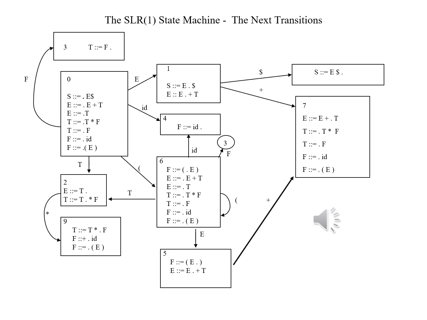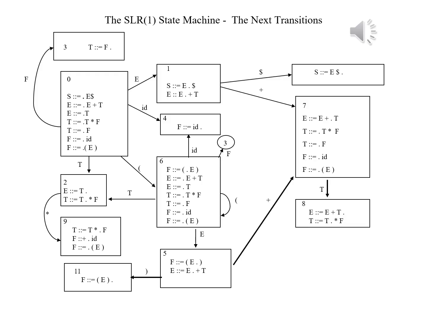There are two transitions from state 5. Let's deal with the second one first. On plus, I'm going to go from E derives E dot plus T to state 7, E derives E plus dot T. And as before, I'll have the necessary additional items because of that. The other transition is on close parenthesis. F derives open parenthesis E dot close parenthesis to F derives open parenthesis E close parenthesis dot. This is going to be a new state, state 11.